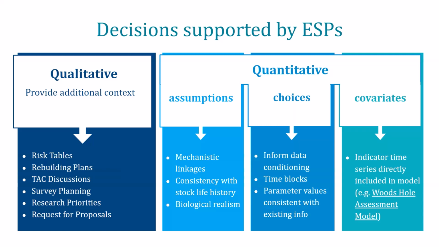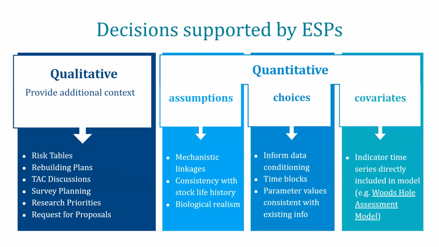So other ways that qualitative information could impact the fisheries management decisions could include rebuilding plans, discussions about total allowable catch, survey planning, setting research priorities, and being incorporated into a funding request for proposals. And then the other general category of ways that ESPs can inform stock science would be quantitative input to the stock assessment models. And we break that down into model assumptions, choices, and covariates.